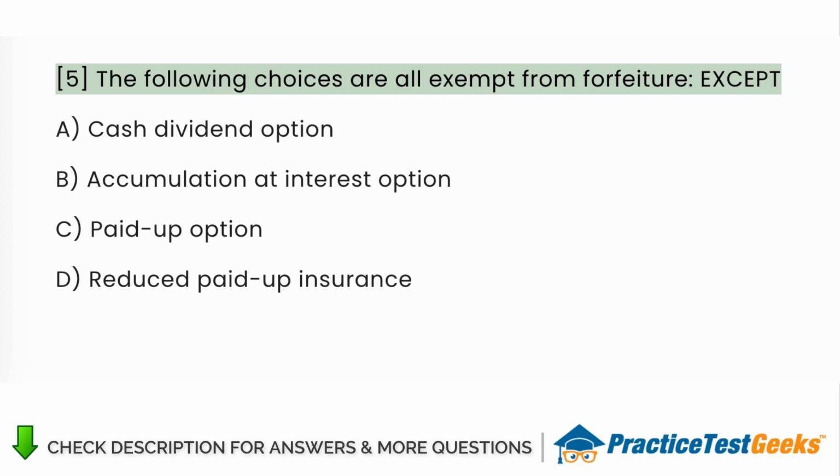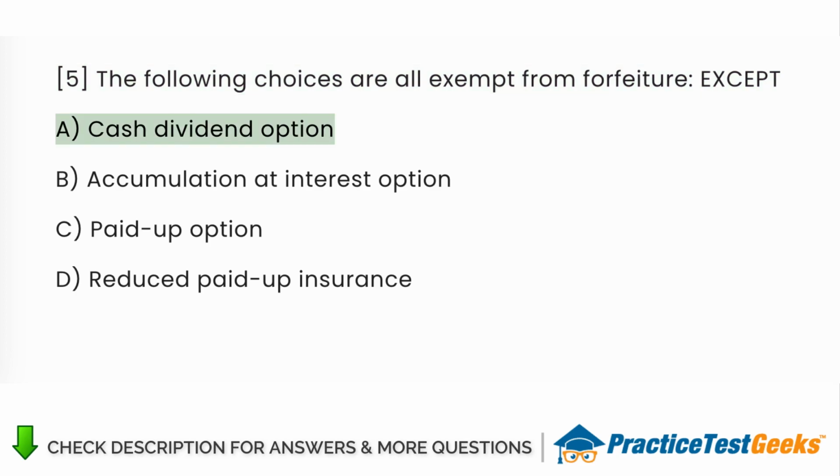The following choices are all exempt from forfeiture, except A. Cash dividend option. B. Accumulation at interest option. C. Paid-up option. D. Reduced paid-up insurance.